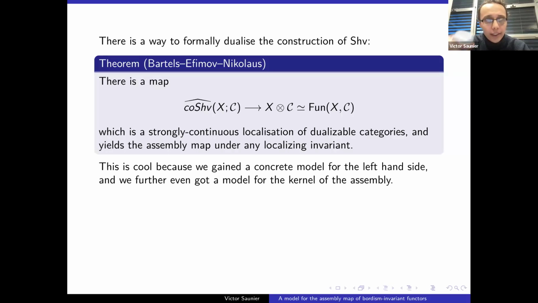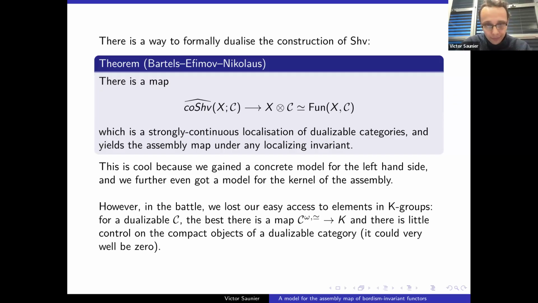So this is particularly cool because it means that if you want to understand the assembly map, it is the image of a map in K-theory, but you have to do dualizable categories. It's even better than this because this is a localization, a strongly continuous localization. The kernel in K-theory is the same as the K-theory of the kernel. So we know better than just the assembly map, we also have a model for its kernel.